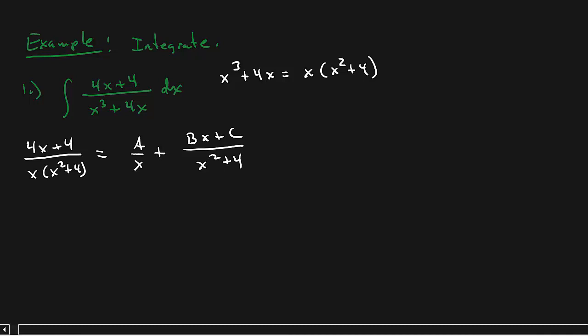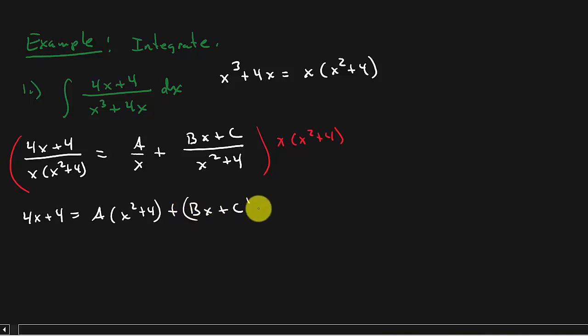All right, so let's see what we've got. Just like before, we're going to multiply everything through by the common denominator. So that's going to be 4x plus 4 equals A times (x squared plus 4) plus (Bx plus C) times x. All right, so let's look at this. So we could say let x equal 0, and that's going to give us A equals 1, and that's fine, we can do that.